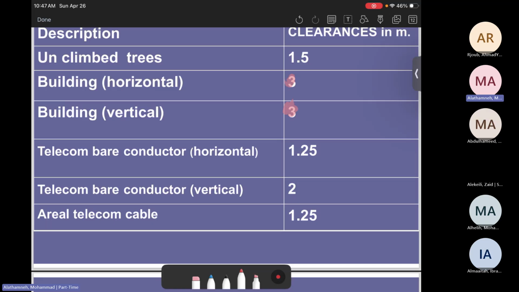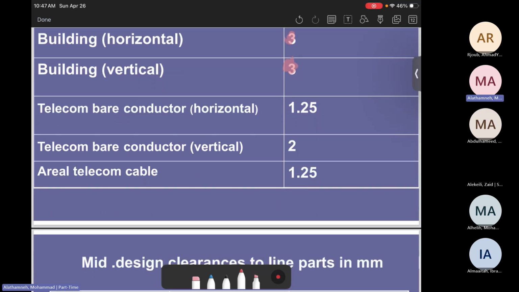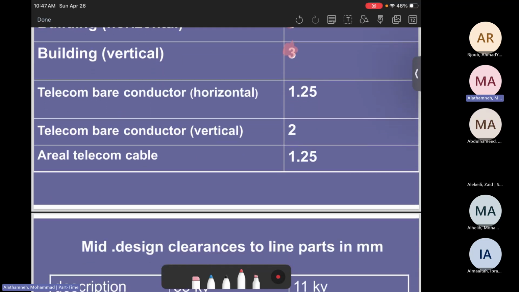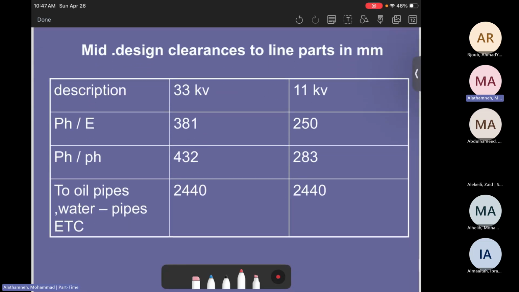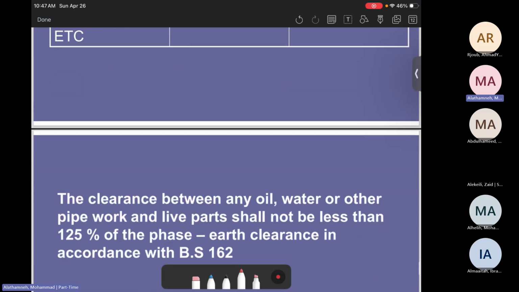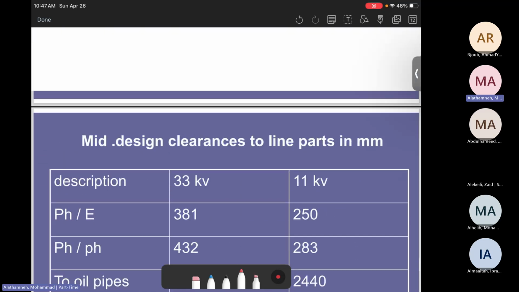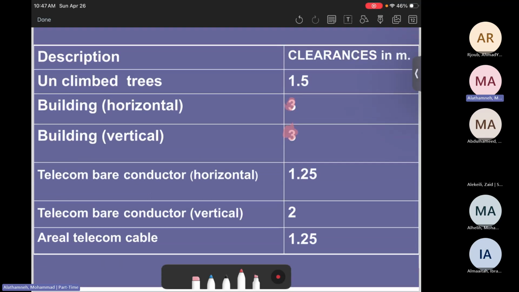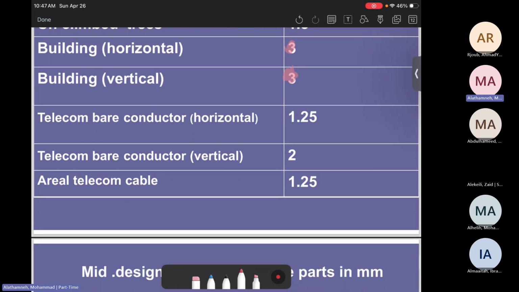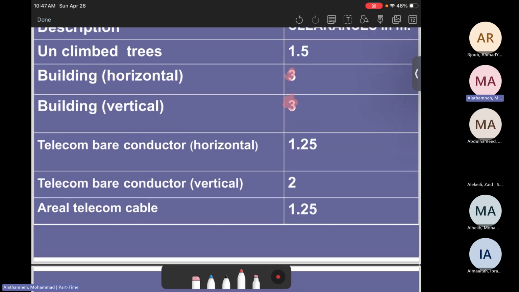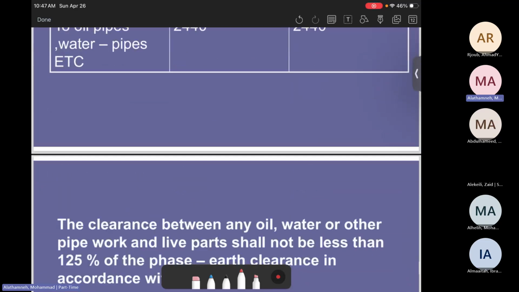Telecommunication bare conductor 1.25, for vertical it will be around 2 meters. The aerial telecommunication 1.25. The thing we need to think about is the clearance, and it really matters whether it is vertical or horizontal. That's something that we need to think about.